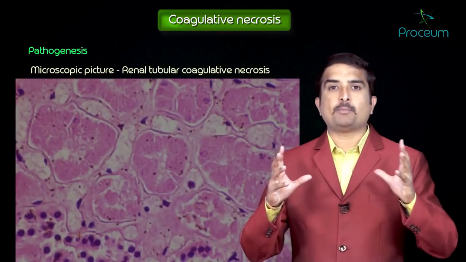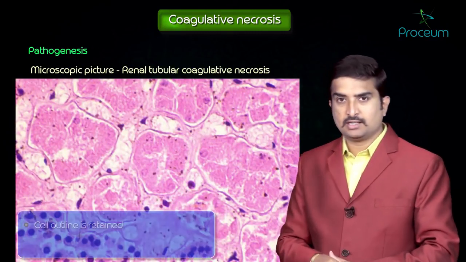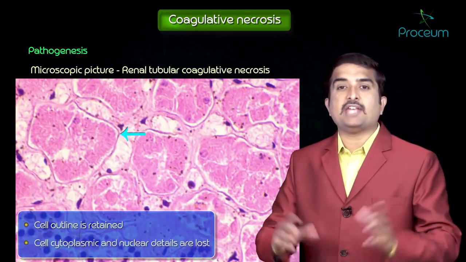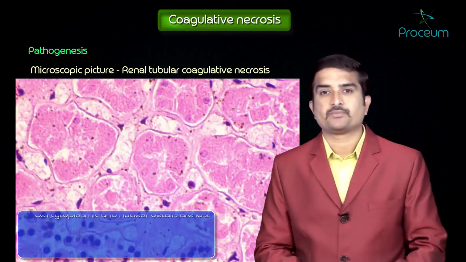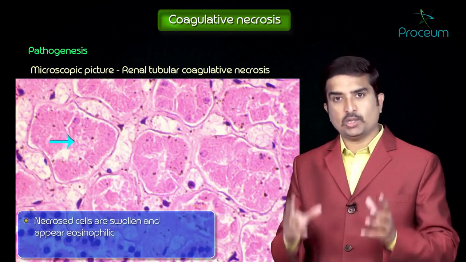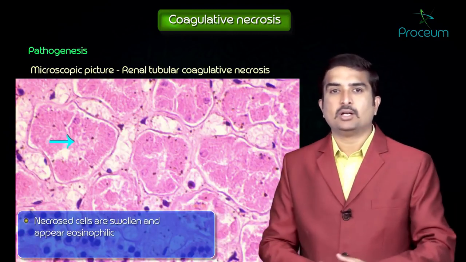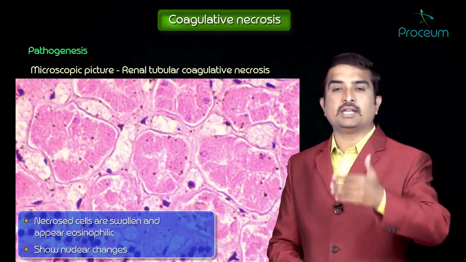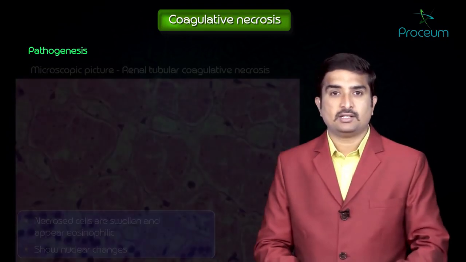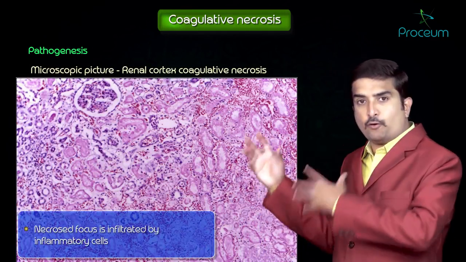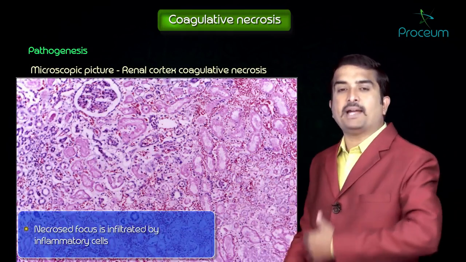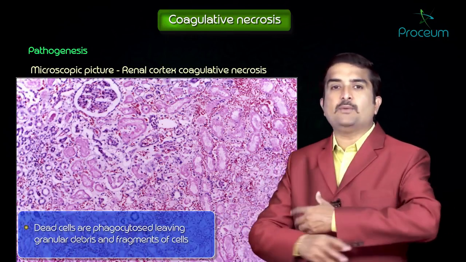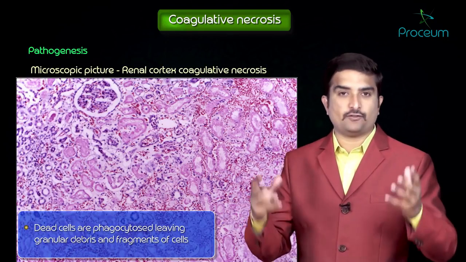And if you see the microscopic picture of coagulative necrosis, the cell outline is retained but cytoplasmic and nuclear details are lost. Necrosed cells are swollen and appear more eosinophilic than normal and show nuclear changes, that is pycnosis, karyorrhexis and karyolysis. And eventually the necrotic focus is infiltrated by inflammatory cells and the dead cells are phagocytosed, leaving granular debris and fragments of the cell.